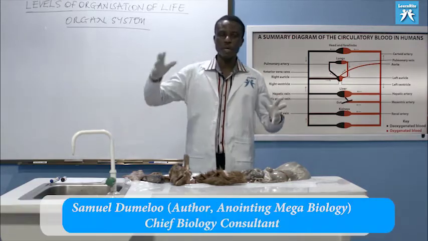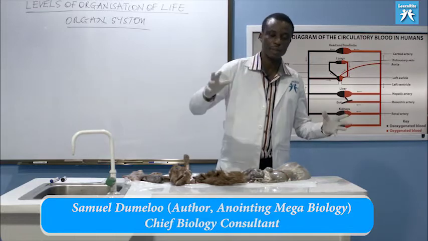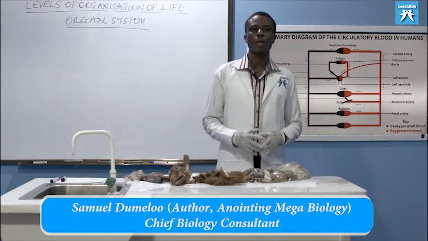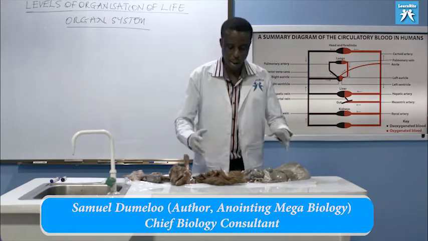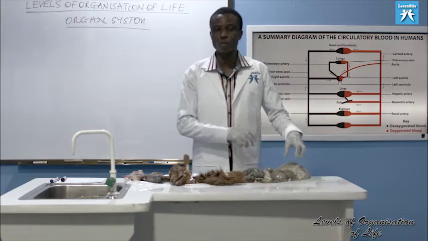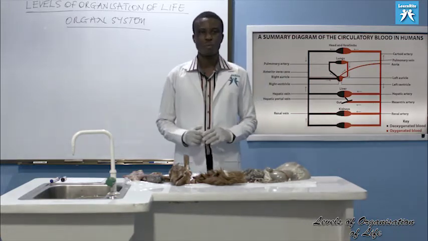For plants, we couldn't wait. That's why we added organ system to the organ. But now I want to look at organ system in mammals. How do the various organs work together to achieve a common goal?